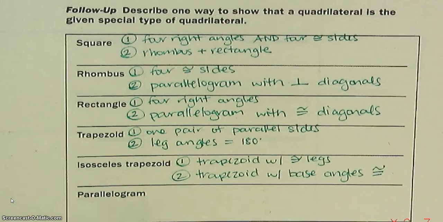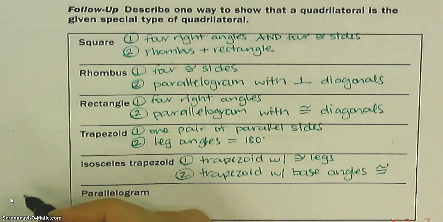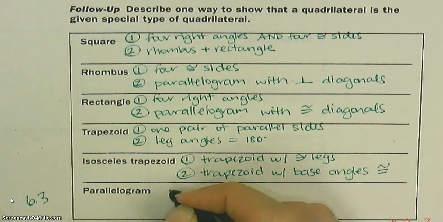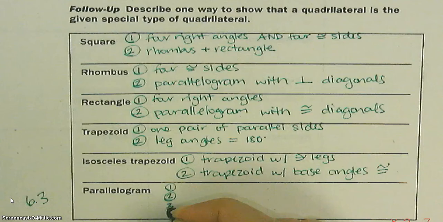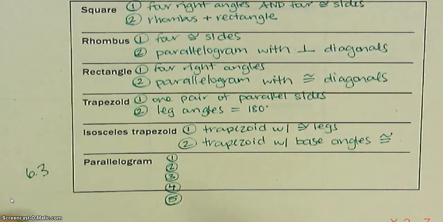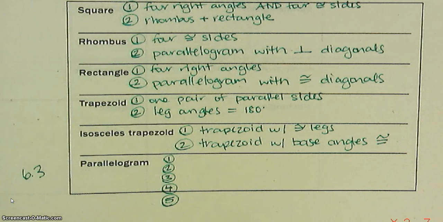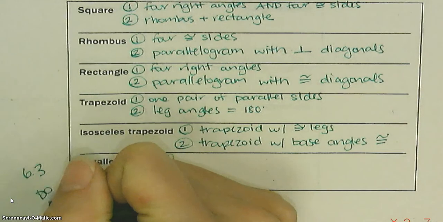And parallelogram was the very first one that we learned, and we spent a whole section just talking on how to prove that a shape is a parallelogram. And if you remember, that comes straight from section 6.3. And there are 5 ways to do this. I want you to go to section 6.3 and see if you can find all 5 ways to show that it is a parallelogram. So go ahead and do that now.